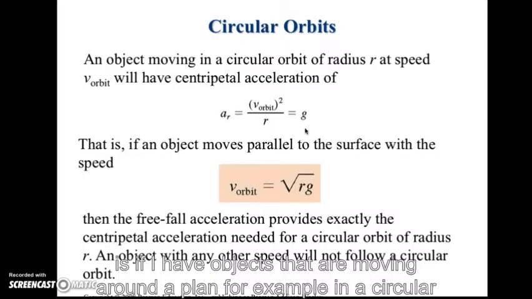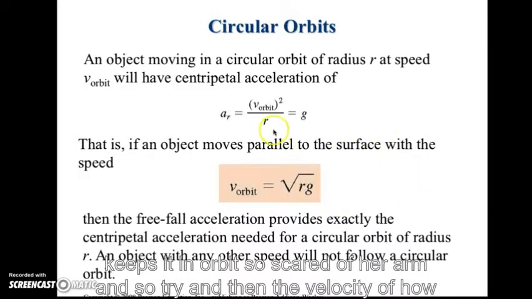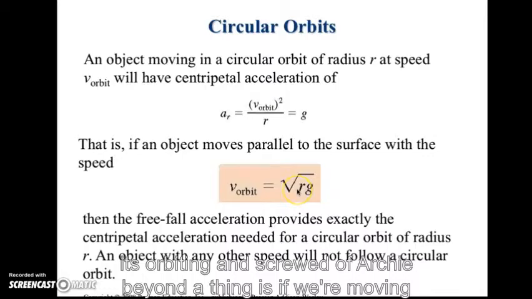The other thing is, if I have objects that are moving around a planet, for example, in a circular orbit, what keeps it in the circular orbit is gravity. Or gravity is the acceleration that keeps it in that circular orbit. So we have v squared over r. And if we want to find the velocity of how it's orbiting, it's the square root of rg.